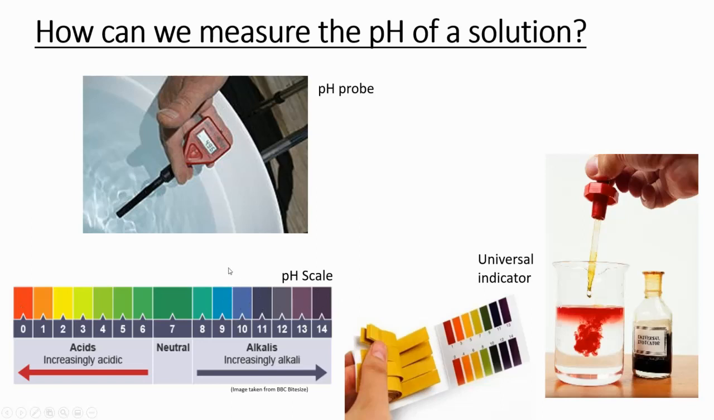Now, one of the difficulties with using universal indicator and the pH scale is what one person calls a pH of 10, somebody else might call a pH of 9, and you might think that's only a difference of 1 there. But remember, for every 1 change in this pH scale is a change in the concentration of hydrogen ions by a factor of 10. So pH 10 is actually 10 times more dilute compared to a pH 9 in terms of concentration of hydrogen ions.